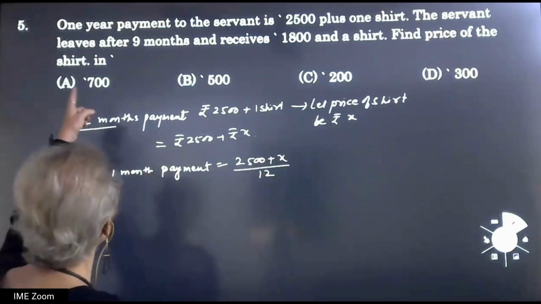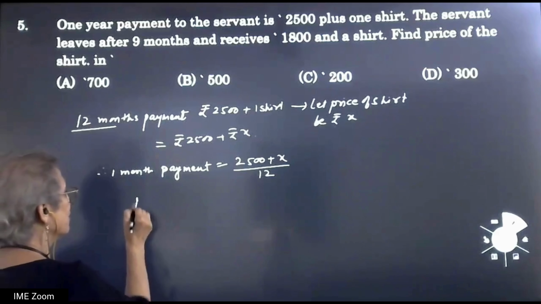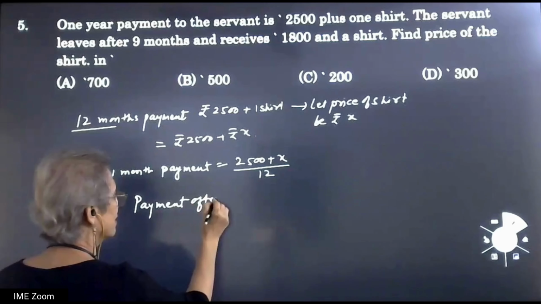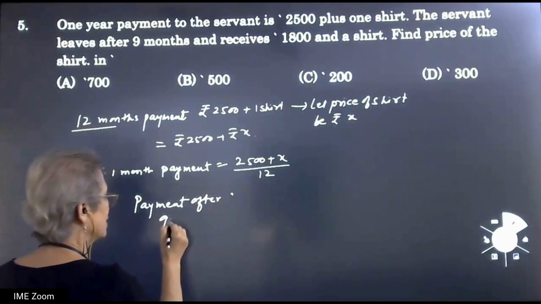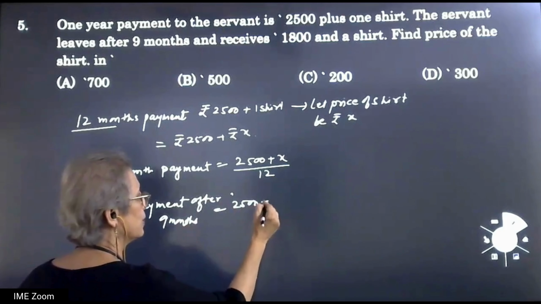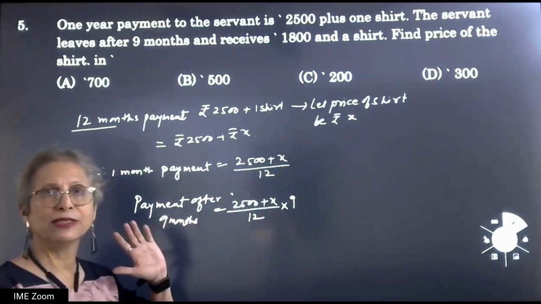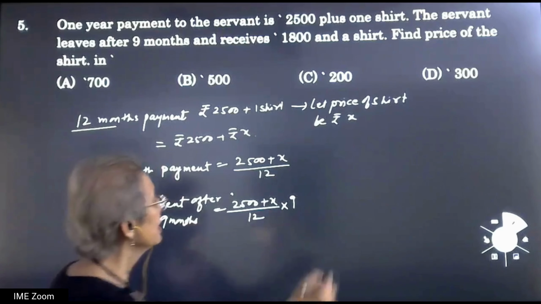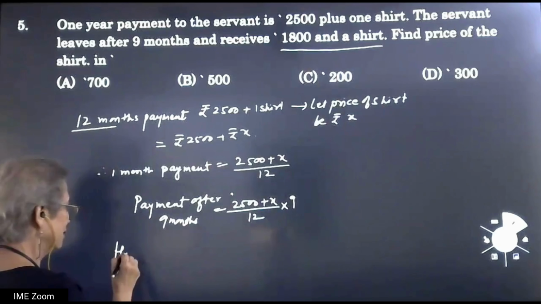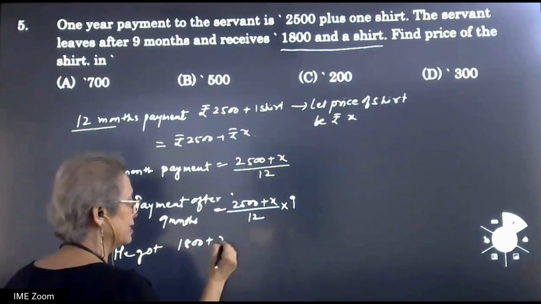But what happened? He leaves after 9 months. So he worked only for 9 months. So let us find out the payment after 9 months. This is equal to (2500 plus X) upon 12 into 9. This much payment he should get. And that is equal to what he got? He got 1800 plus shirt, and 1800 plus shirt means 1800 plus X.